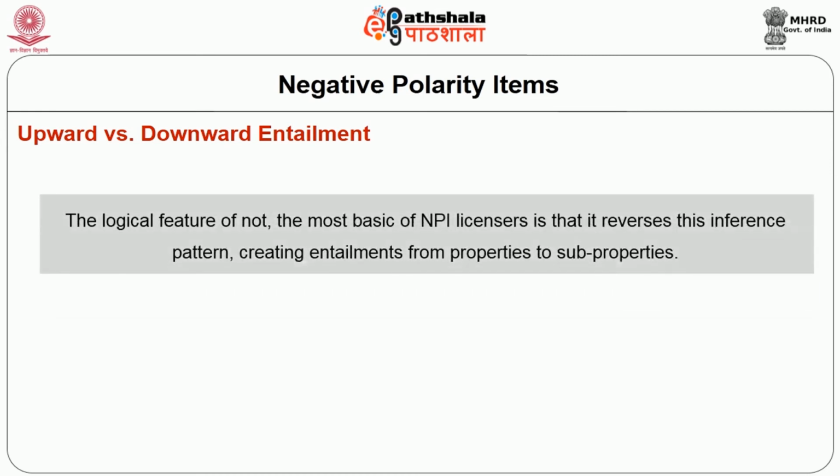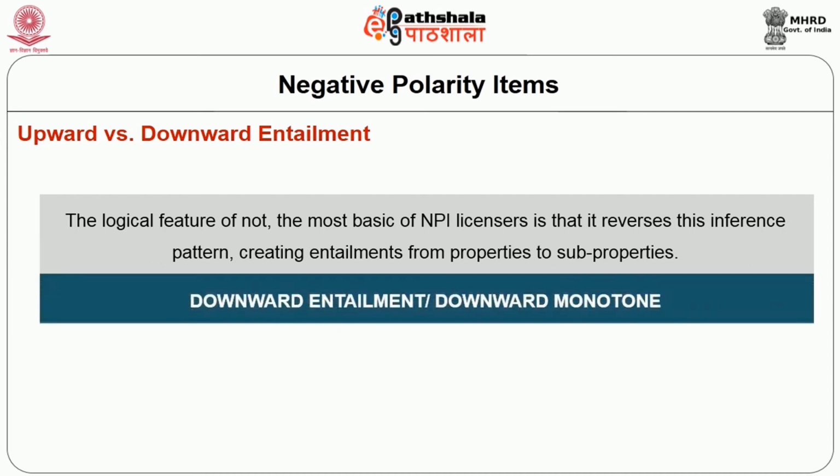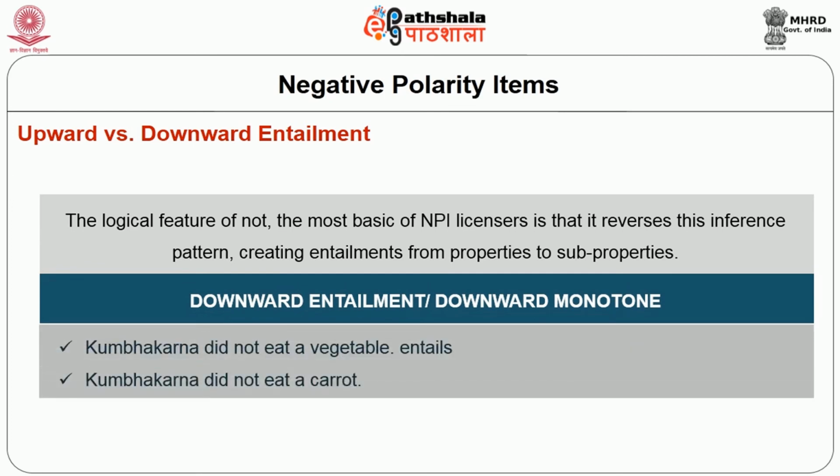The logical feature of NOT, the most basic property of licensors, is that it reverses this inference pattern, creating entailments from properties to subproperties. This is DE, or downward entailingness, or the property of being downward monotone. So here we can see that "Kumbhakarna did not eat a vegetable" entails that Kumbhakarna did not eat a carrot.